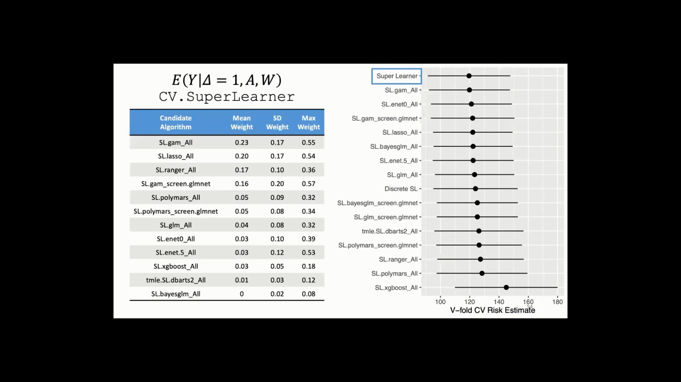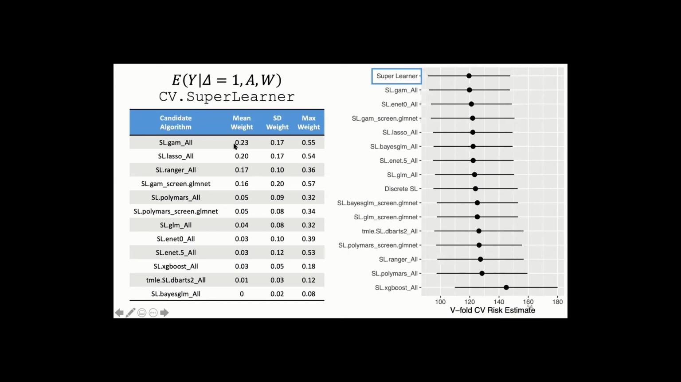Here we can look at the weight that was assigned to each of the learners by this convex combination superlearner. And we have the mean weight because for each outer cross-validation fold where we're examining the performance of the superlearner, we get a new fit. So we can just take the average of the weights across all of those 20 fits. We see that this generalized additive model was selected a lot, and it received a max weight of 0.55.